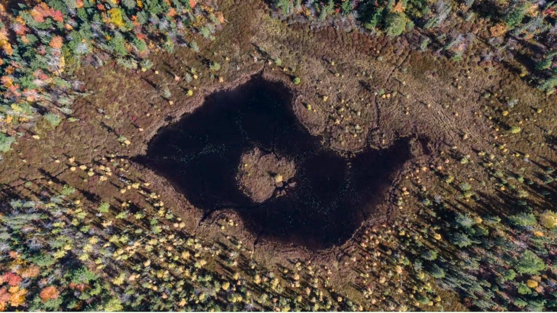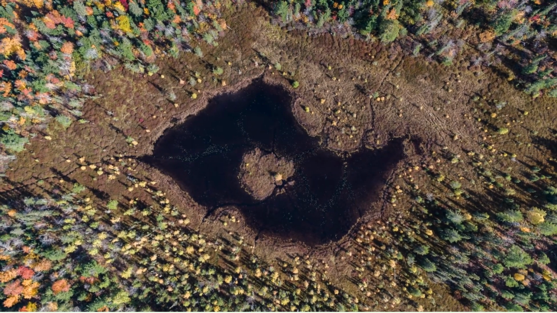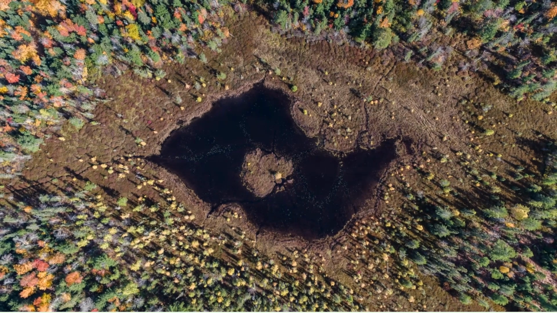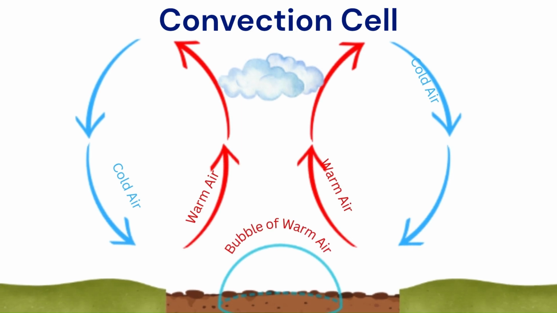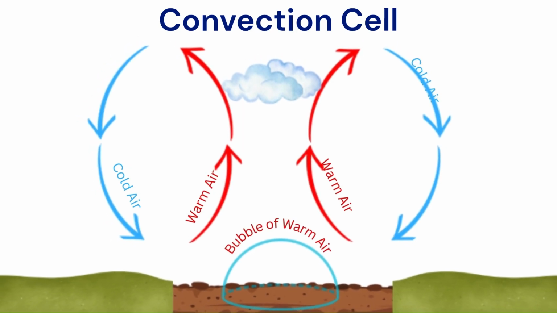In this image, we can see a small pond surrounded by a wooded area. The pond absorbs more heat and warms up faster than the surrounding woods. This creates localized differences in heating, which in turn drive convection within the atmosphere. Now let's take a look at this diagram of how convection takes place.